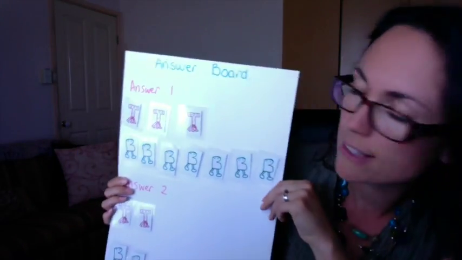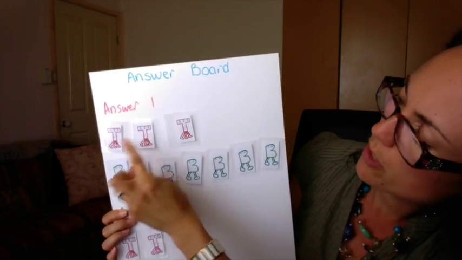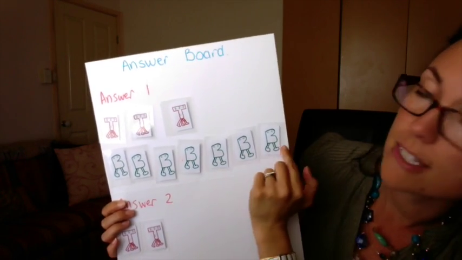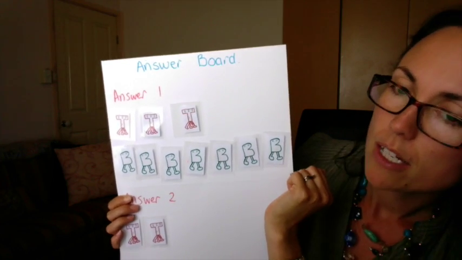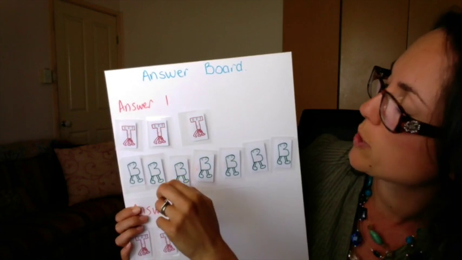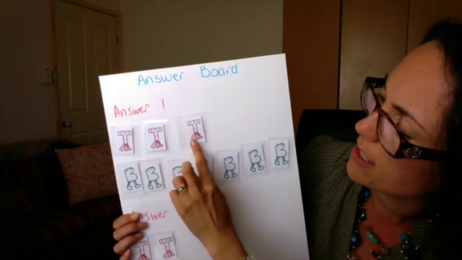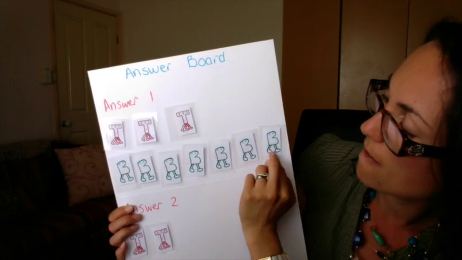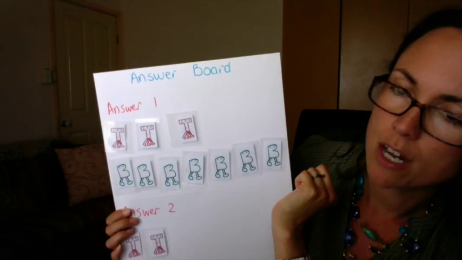So now we need to put the 5 bipods on our answer board under answer 1. It'll look like this. So we've got 3 tripods, 1, 2, 3, and now we have 1, 2, 3, 4, 5, 6, 7 bipods. Now just to double check, we're going to count how many legs to make sure it adds up to 23. So 3, 6, 9, and then 2, 4, 6, 8, 10, 12, 14. And 14 and 9 is 23. So that's the answer for answer 1.